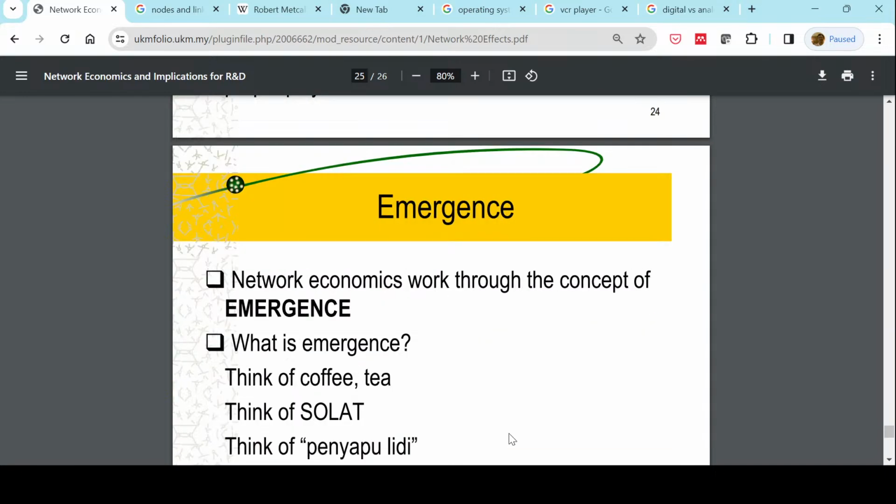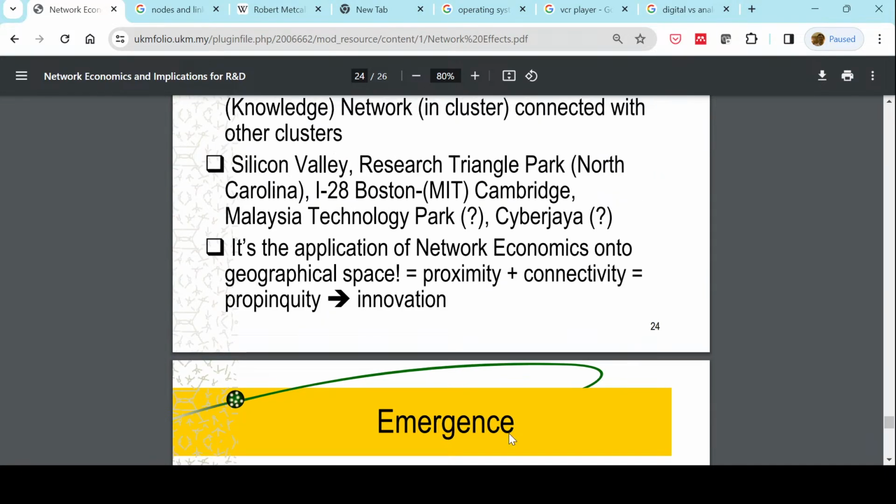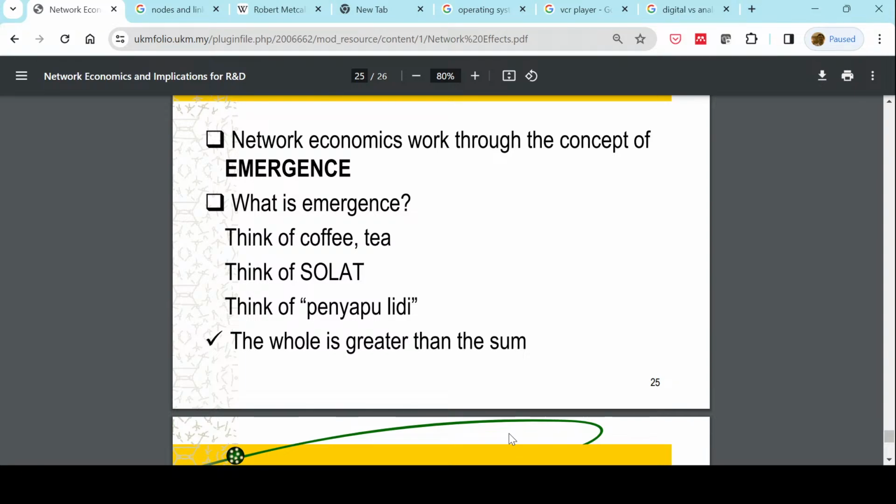Is it here? Oh my God, I have more. So network economics works through the concept of emergence. Finally, emergence. This we will study in complex systems. What is emergence? Think of coffee, think of tea, think of salad, think of penyapu lidi. You take a pencil. Suppose 2, 3 pencils here. It's not strong, but you tie together like penyapu lidi and it becomes strong.